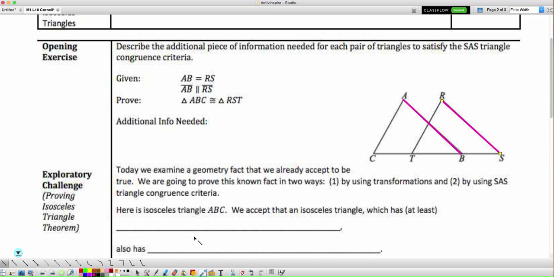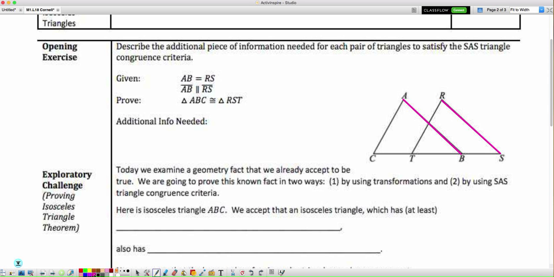What I would probably do for that is also put one little mark through them. So I would say that this piece here is congruent to this piece because of the given. Okay, so that's this part. We also know that AB is parallel to RS, so I could notate that as well. Them being parallel means that I could put an arrow through here and an arrow through here.